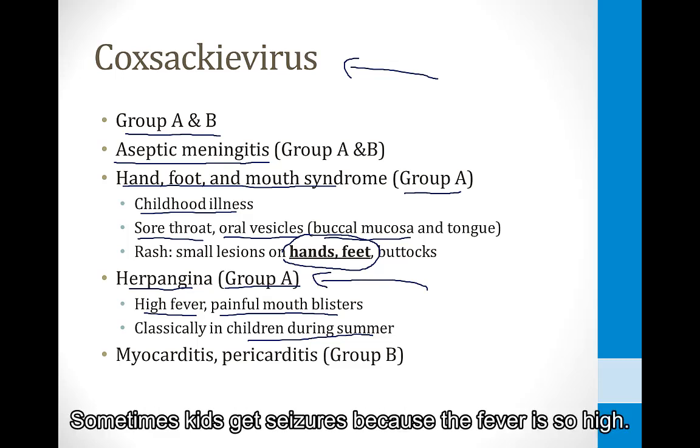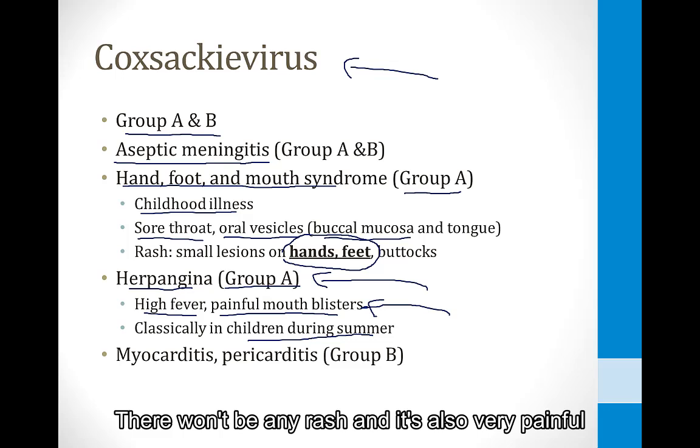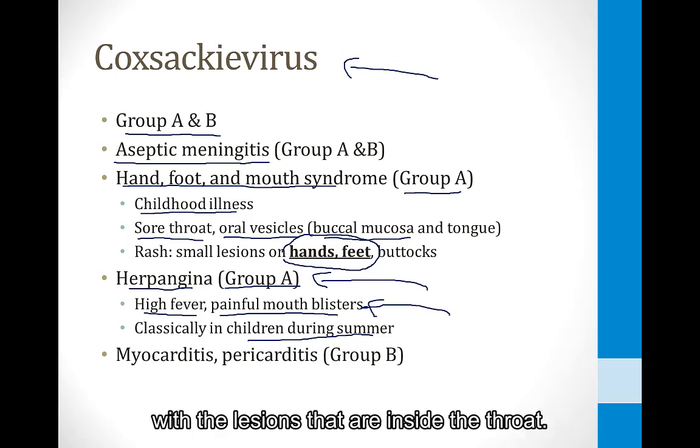Sometimes kids get seizures because the fever is so high. And then herp angina is limited to the mouth. There won't be any rash, and it's also very painful, the lesions that are inside the throat.